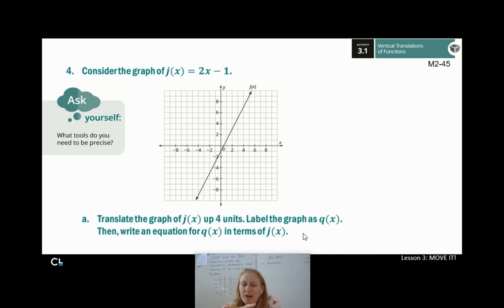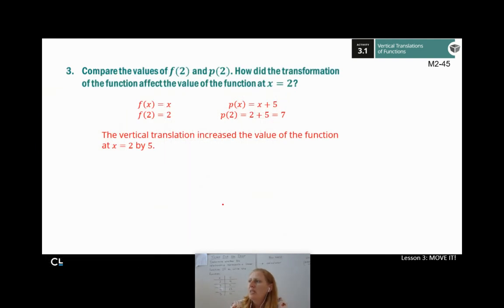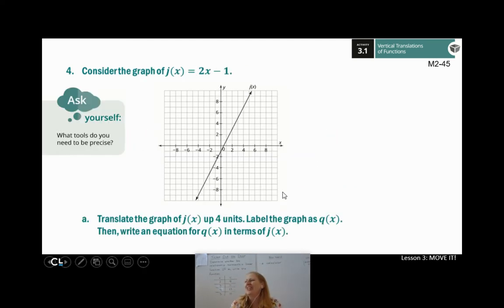So go ahead and hit pause, work this out, hit play when you're ready to check your work. Before we get too far into this, I do want to point something out here. We said f of x was x and that p of x was x plus 5. So basically, to get p of x, we took f of x and added 5, didn't we? So maybe that helps with writing your equation for this guy.